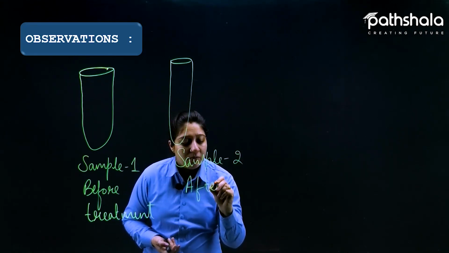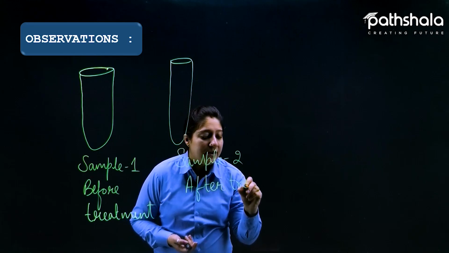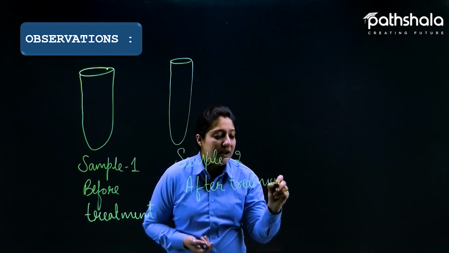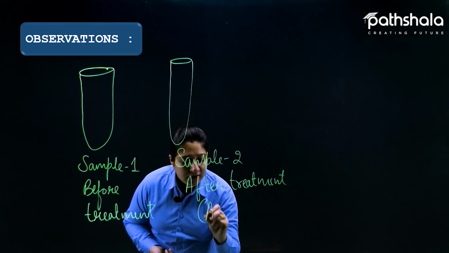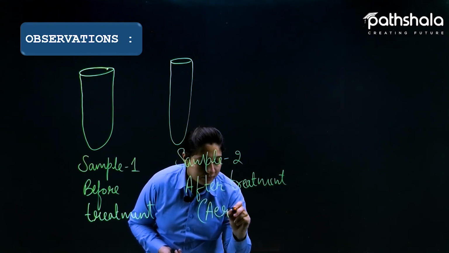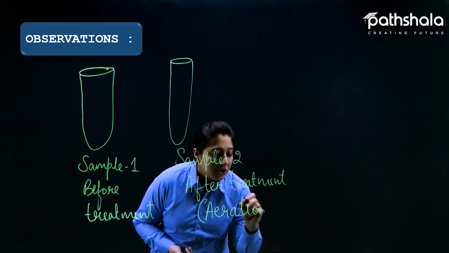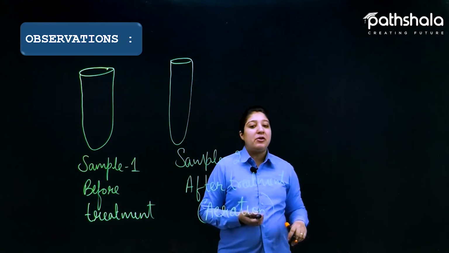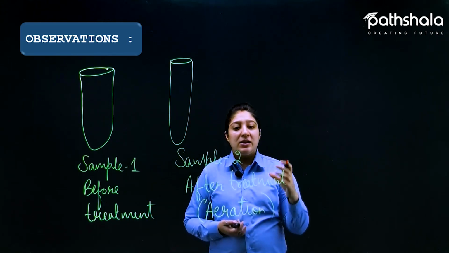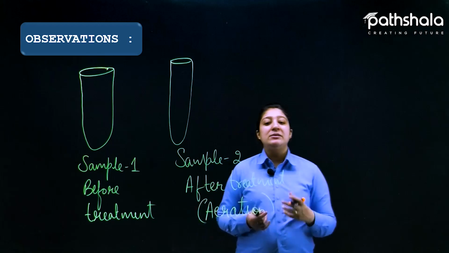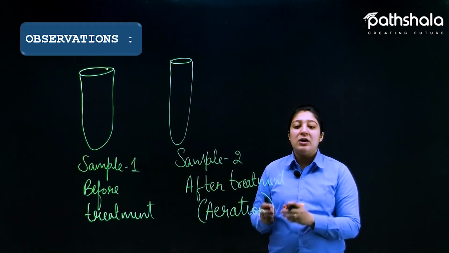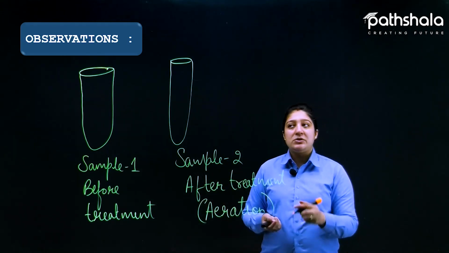And after treatment, the step done here is aeration, right? Aeration we have done with the help of an aerator, which we took from the aquarium, so that there will be proper bubble formation, and because of that bubble, there will be a formation of microorganisms that are going to act on the waste that is present in the wastewater.